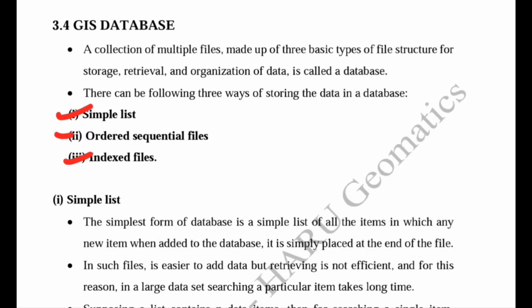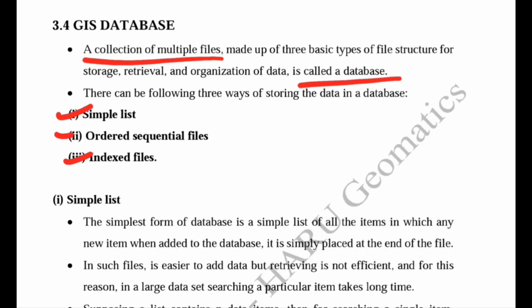So what is the database? We already know that a huge amount of data is stored in the database, and after that we can easily retrieve it for processing in GIS applications for decision making and problem solving. A collection of multiple files made up of three basic types of file structure for storage, retrieval and organization of data is called the database.